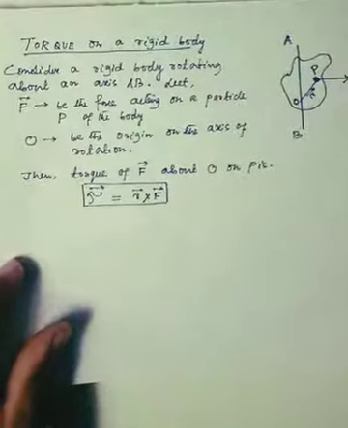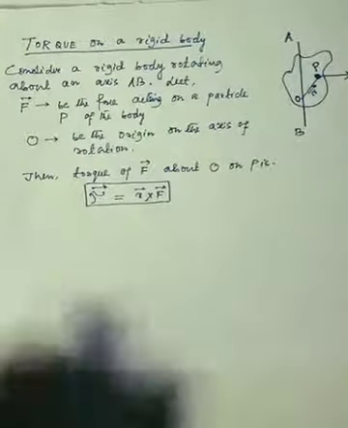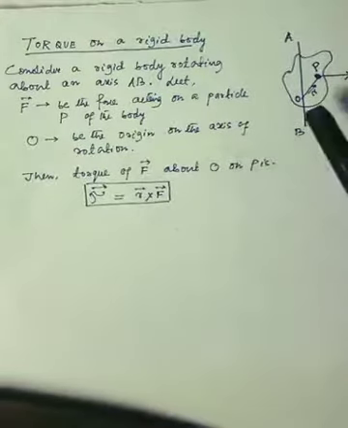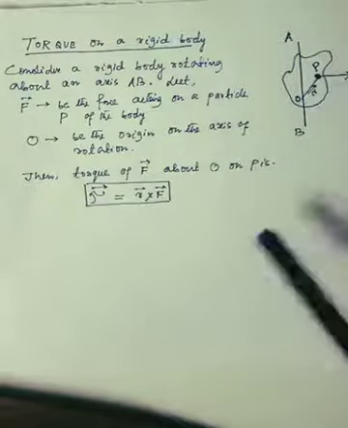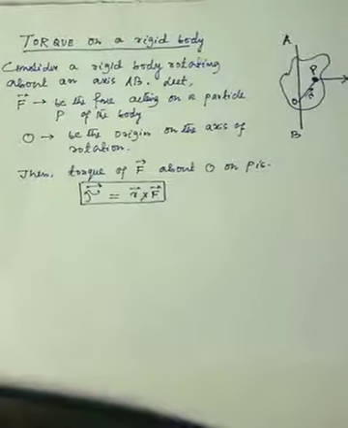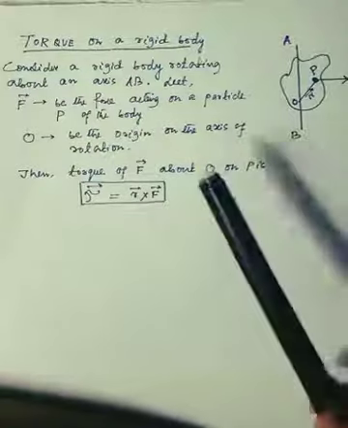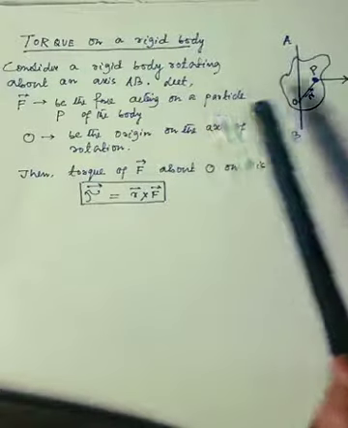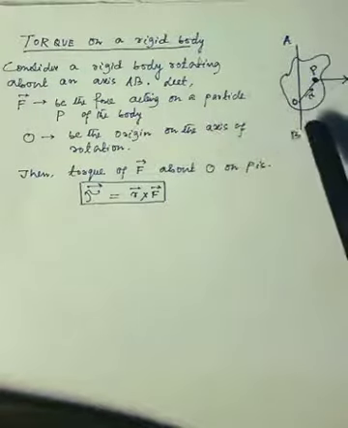Now next comes torque on a rigid body. So consider a rigid body. This is the rigid body, and suppose this rigid body is rotating about an axis AB.